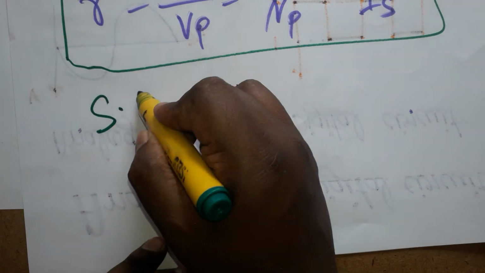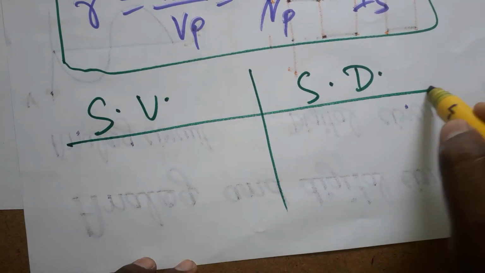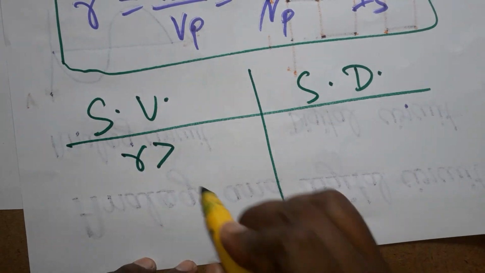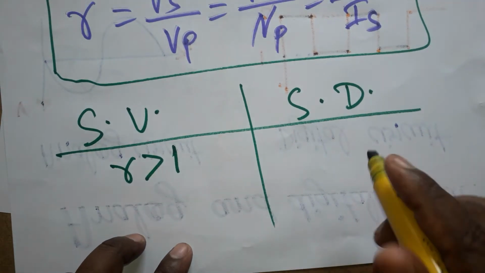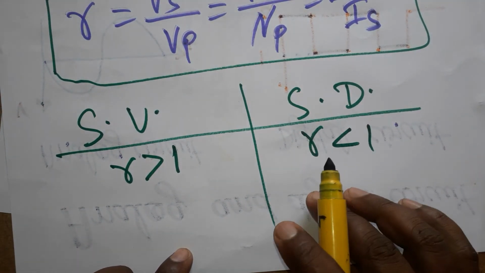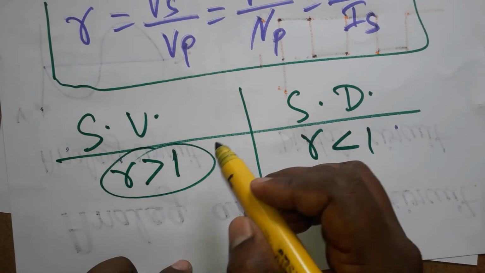First it's step up, then step down. If the ratio formula is greater than 1, we can consider it a step up, because the voltage is going to increase in the secondary coil. If the ratio is less than 1, we can consider it a step down. So step up is when R is greater than 1.